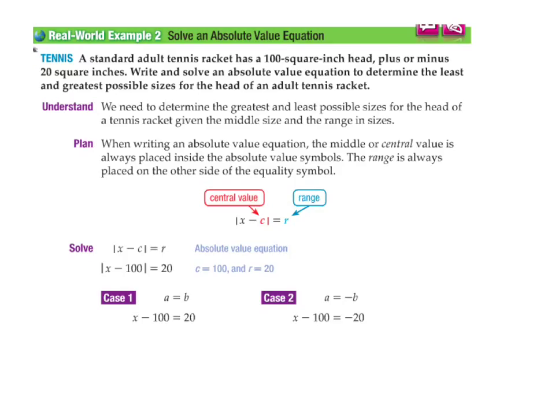So the example here says a standard adult tennis racket has a 100 square inch head plus or minus 20 square inches. Write and solve an absolute value equation. Determine the least and greatest possible sizes for the head of an adult tennis racket. Now, most of us can probably pretty quickly say, all right, well, 100 square inches plus 20 square inches means we could get as big as 120 square inches, and 100 square inches minus 20 gives us a value of 80. So 80 is probably the minimum.